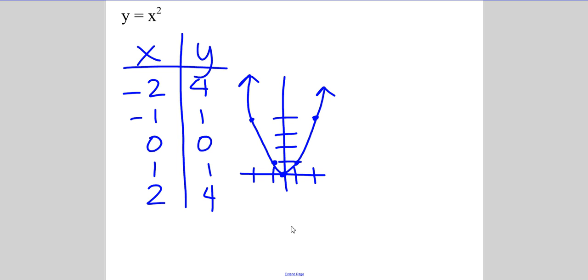So if we had y equals x squared plus 1, notice how our leading coefficient is still 1. So we could plug in the same x values for our graph to figure out what it looks like. So let's try it.